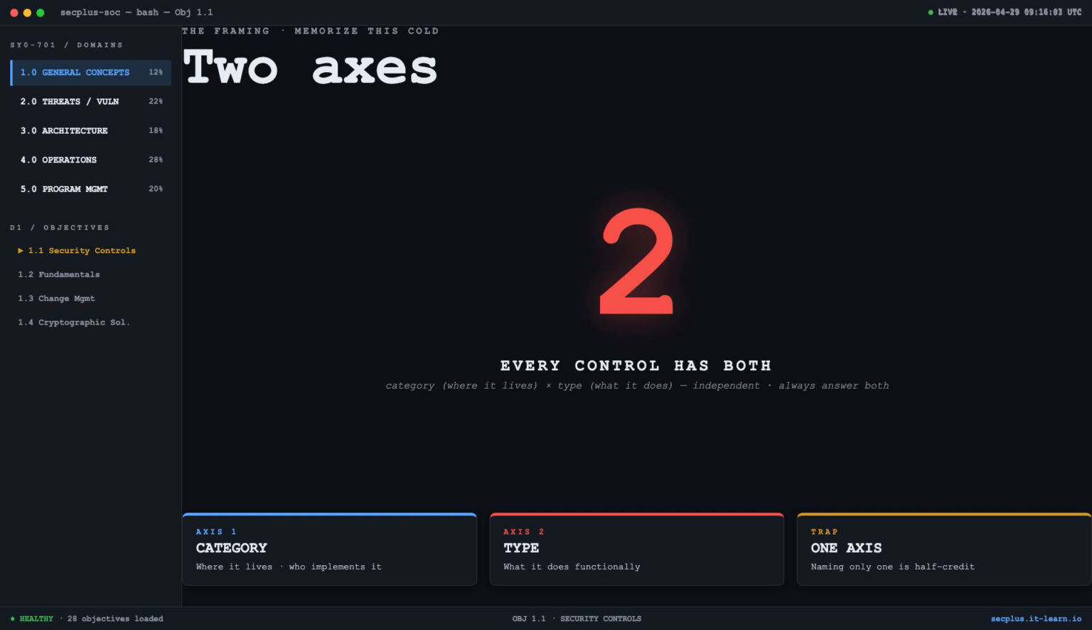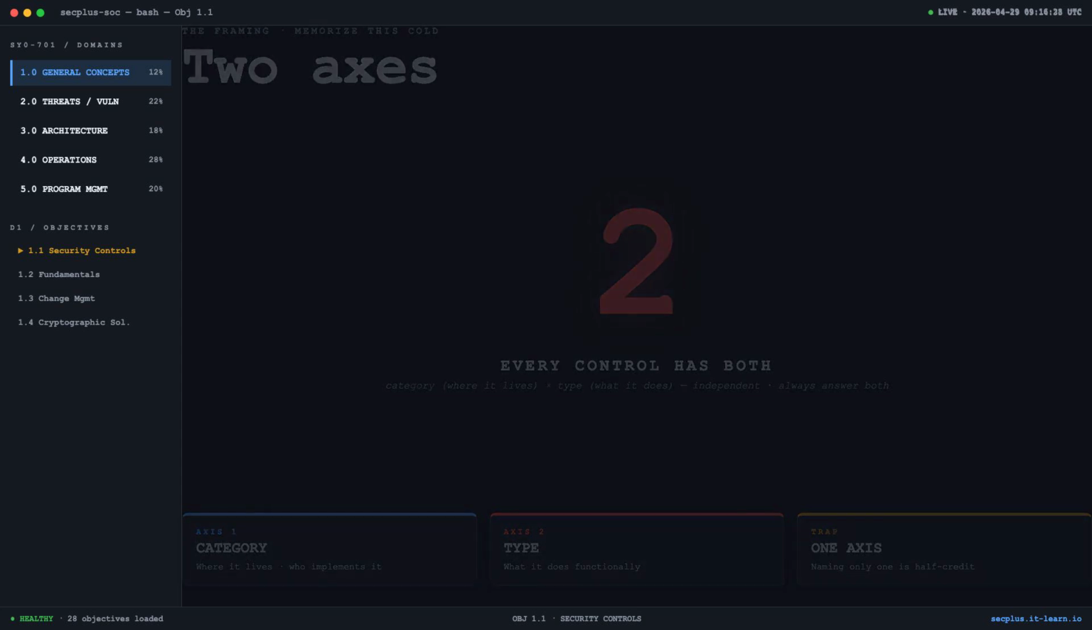You cannot guess your way through this. You have to think in both dimensions every single time. The whole objective is built around getting comfortable with that dual lens. Think of it like a tag system. Every control gets one category tag and one or more type tags. Read the question, identify which axis is being asked, answer with the matching tags.